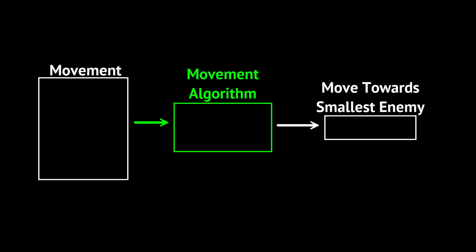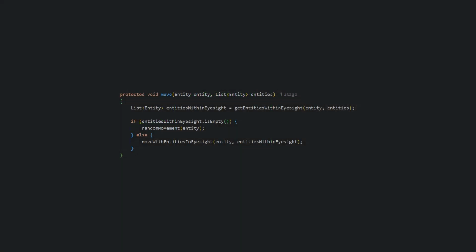Now that we know how the movement works, we should dig a little deeper into the move algorithm. That is the parent of the specific movement algorithm class, like the move towards smallest enemy. This code is broken down into two parts. The first part is the move method that we just talked about, where we calculate the move. In this method, we first get a list of all the entities within its eyesight. We don't discriminate between friendly or enemy entities, we just get every single entity within its eyesight. If there are no entities in its eyesight, then we move randomly.